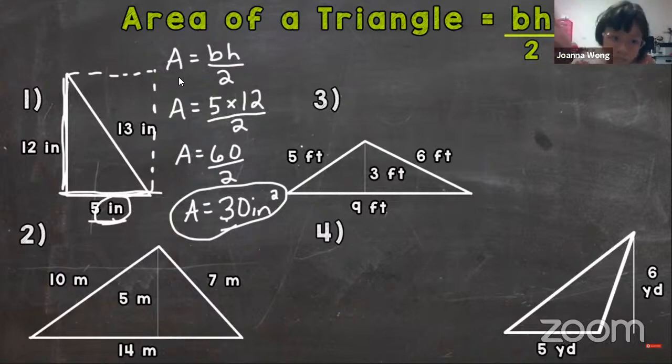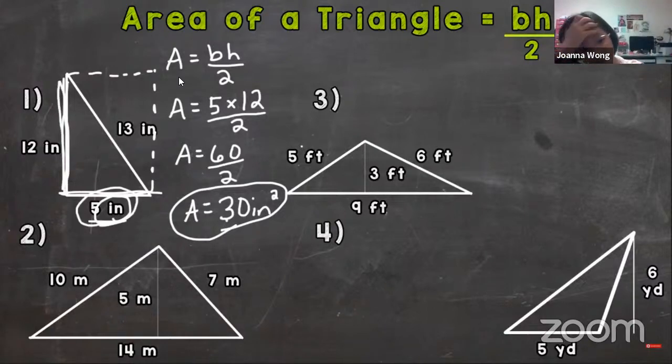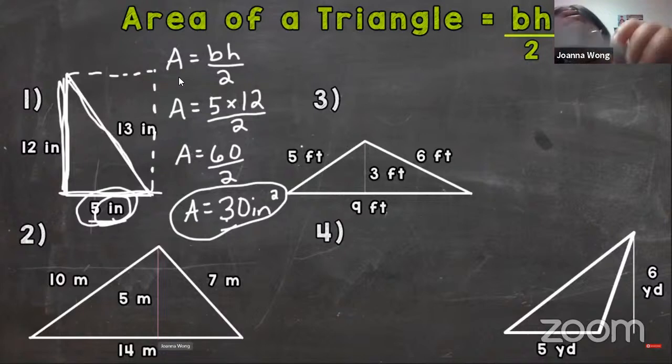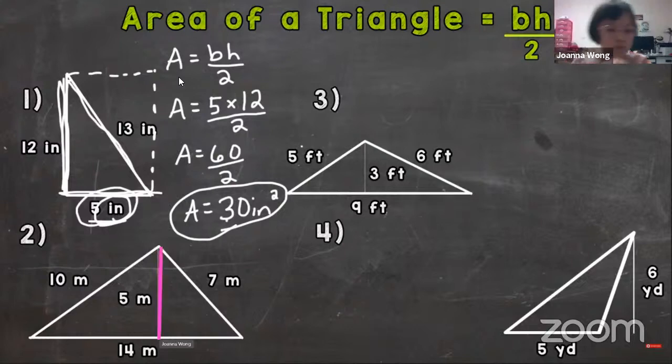So in order to find the area of that parallelogram or rectangle, we would do 5 times 12, the base times the height, or length times width. And that would get us 60. But this triangle is exactly half of that rectangle, or half of that parallelogram. So we divide by 2 to give us the area of the triangle, or half of that rectangle or parallelogram.